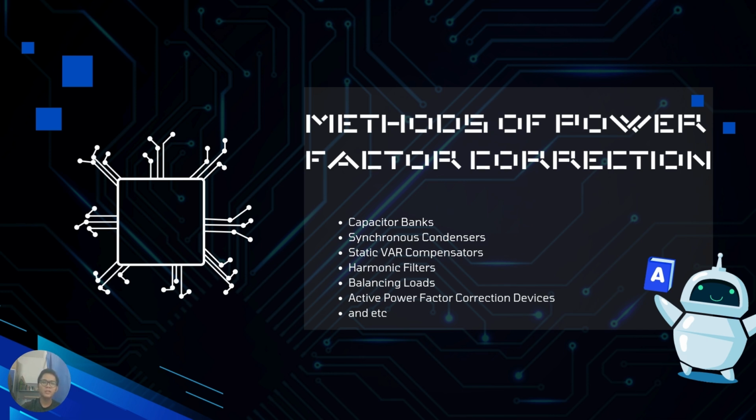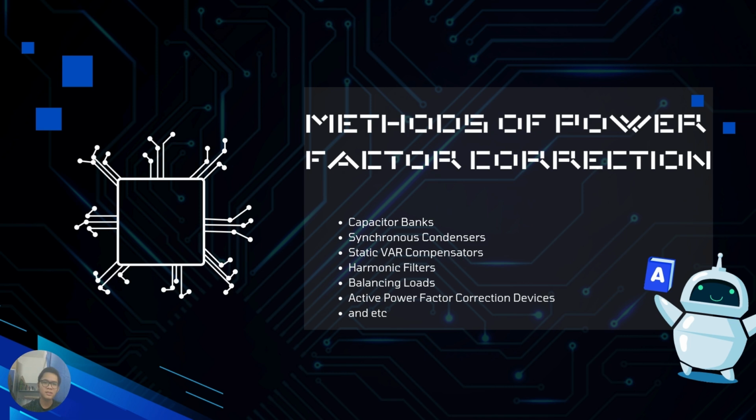There are several methods of power factor correction. The first one is capacitor bank. Capacitors supply capacitive reactive power which offsets the inductive reactive power developed by inductive loads. The advantage is that it is simple and cost-effective, and reduces reactive power demands from the supply.